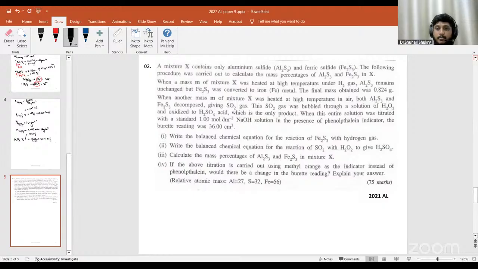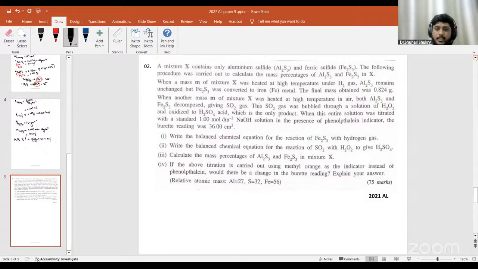Then another mass M of mixture X was heated at high temperature in air. Both aluminium sulfide and ferric sulfide decomposed, giving SO2. They have given the gas this time. This SO2 gas was bubbled through a solution of H2O2 and oxidized to H2SO4 acid, which is the only product. So H2O2 plus SO2 gives H2SO4.